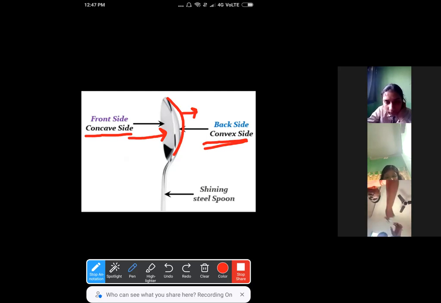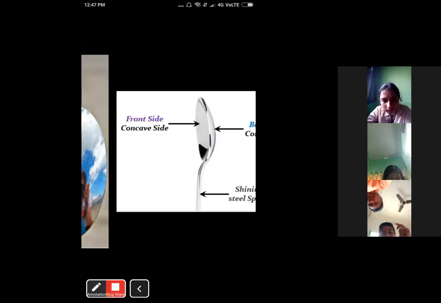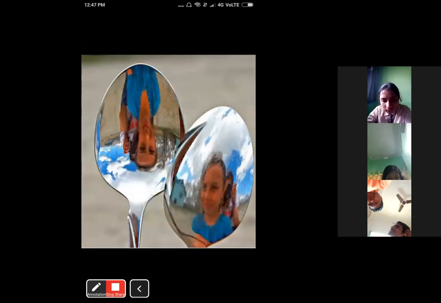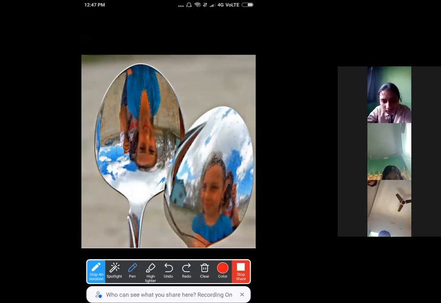So how will the image look if you bring your face in front of this side, in front of the spoon? When you bring the convex side of the spoon in front of your face, how will the image look? Like this. So this is how it will look. You can see the convex side. This one is convex.